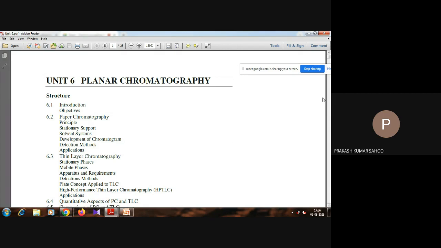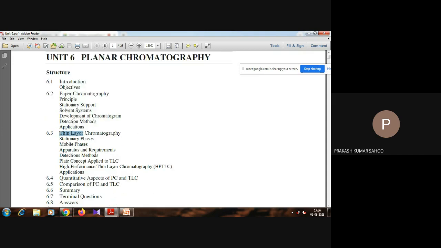Similarly, in this category, we also have another type of chromatography, that is thin layer chromatography, where we will have the stationary phase in a layer-like structure, which is developed by selection of some adsorbents, and by preparing a slurry, we will have our stationary phase in the TLC, thin layer chromatography. So in this unit, we will discuss paper chromatography, followed by thin layer chromatography.